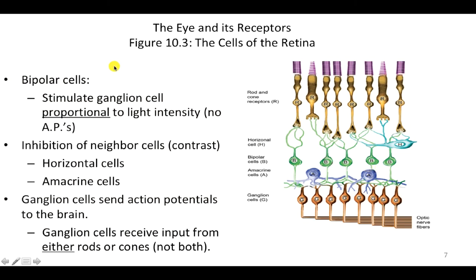The bipolar cells stimulate the ganglion cell in a way that's proportional to the intensity of the light. And again, there are no action potentials here. There's also, to help us gain more contrast, the horizontal and the amacrine cells. These are the guys that run laterally. And as an example, a horizontal cell, if there's light coming down here, it'll reach around and it'll inhibit the neurons next to it. Why? Well, that'll create an extra big difference between where there's light and where there's dark. Really high contrast, allowing us to see better. The ganglion cells that gather all this input, they will receive information from either rods or cones, but not both, and then they send it to the brain.